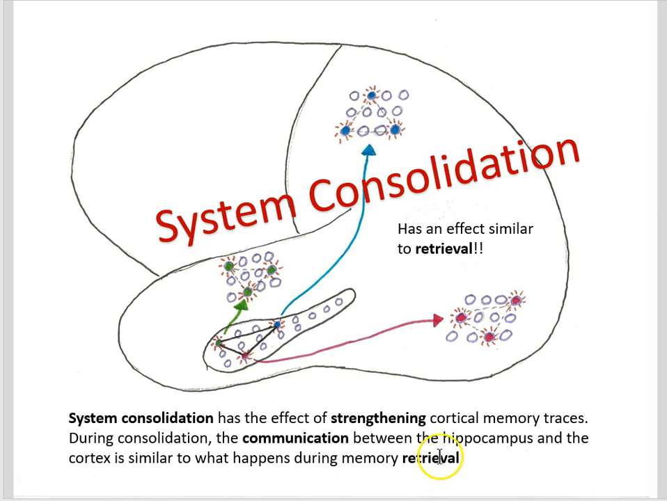And this shares something with just retrieving the memory, because again, early on, to retrieve information, we have to first activate the hippocampal memory trace, which then subsequently activates the cortical memory traces. Well, scientists think system consolidation is doing this very thing. It's reactivating the hippocampal memory trace and using that activation to strengthen the cortical memory traces.